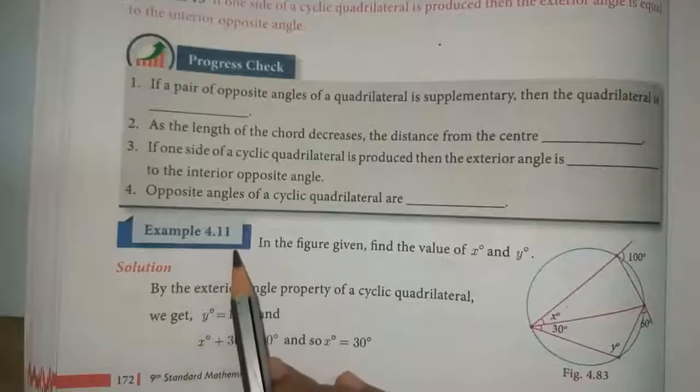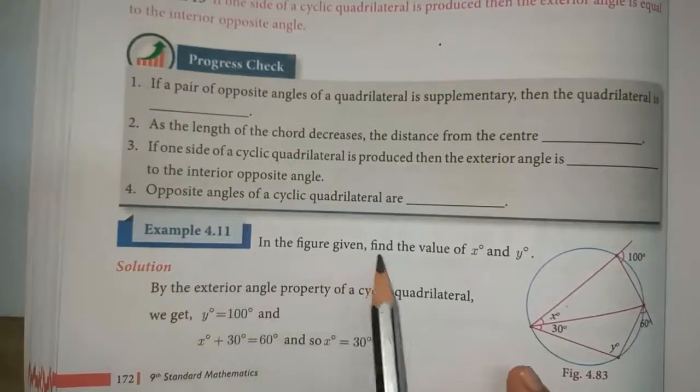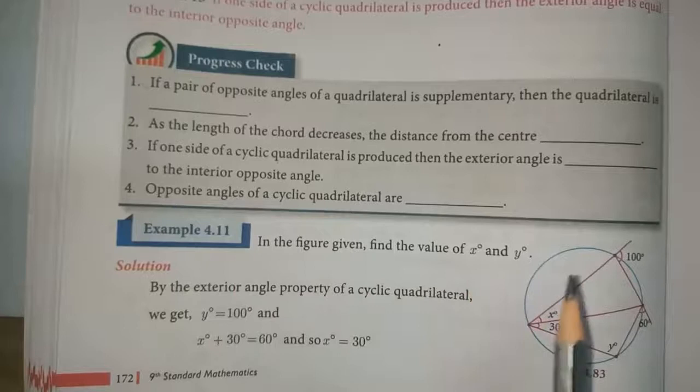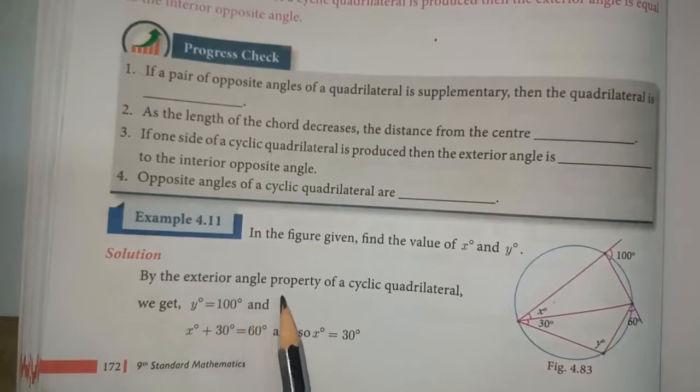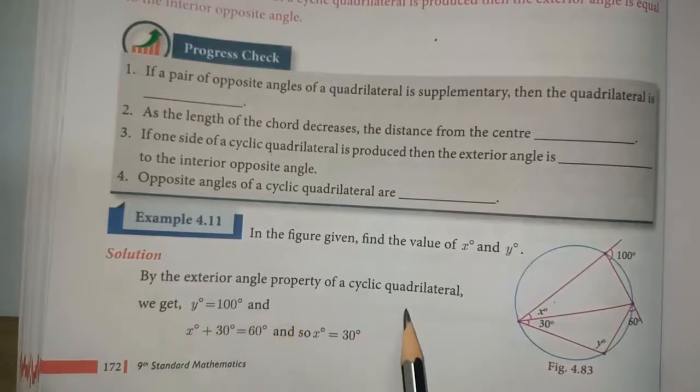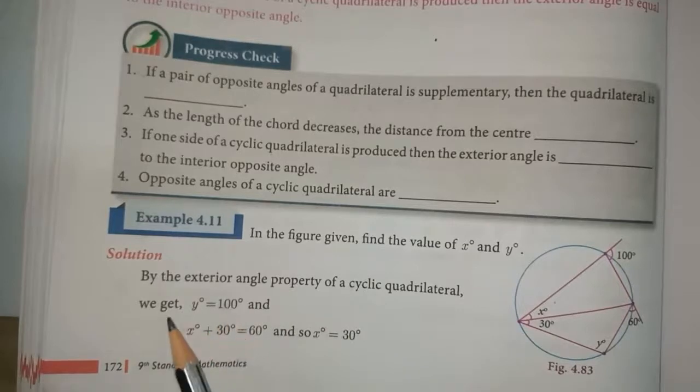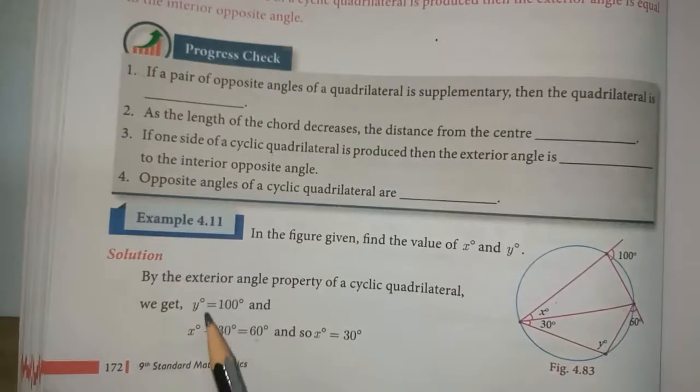Next one is example 4.11. In the figure given, find the value of x degrees and y degrees. So this is the given figure. You have to find the value of x and y. By the exterior angle property of a cyclic quadrilateral, we get y degrees is equal to 100 degrees, and x degrees plus 30 degrees is equal to 60 degrees. So we get x is equal to 30 degrees.